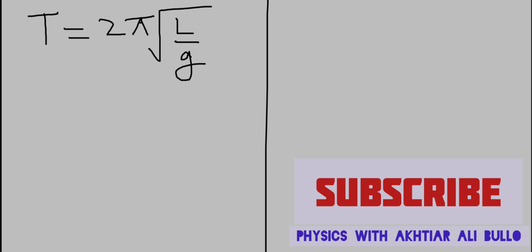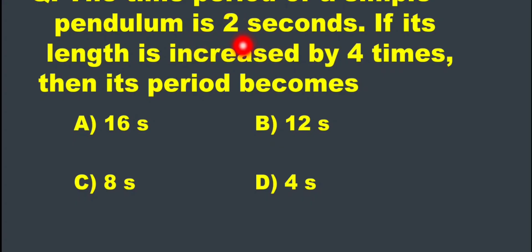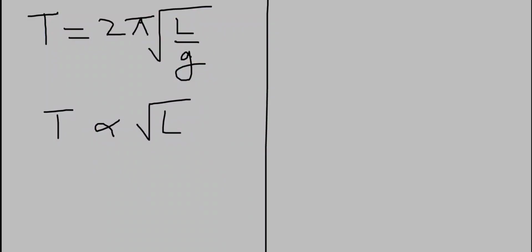To calculate the time period, we will use the formula T is equal to 2 pi under root L upon g. As time period is directly proportional to the square root of the length, the initial time period is given, which is 2 seconds, meaning T1 is 2 seconds. If the time period of a simple pendulum is 2 seconds, then its length, L1, will be 1 meter.